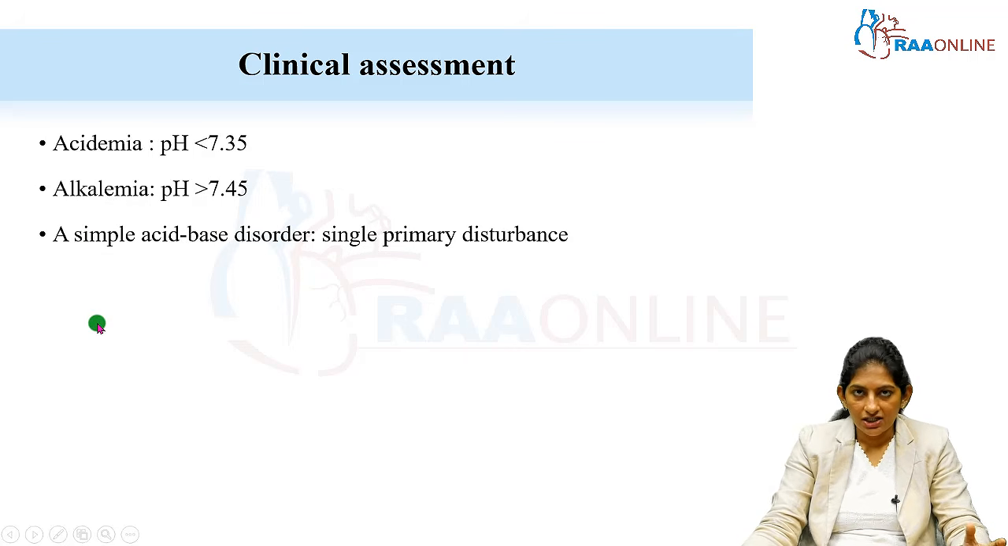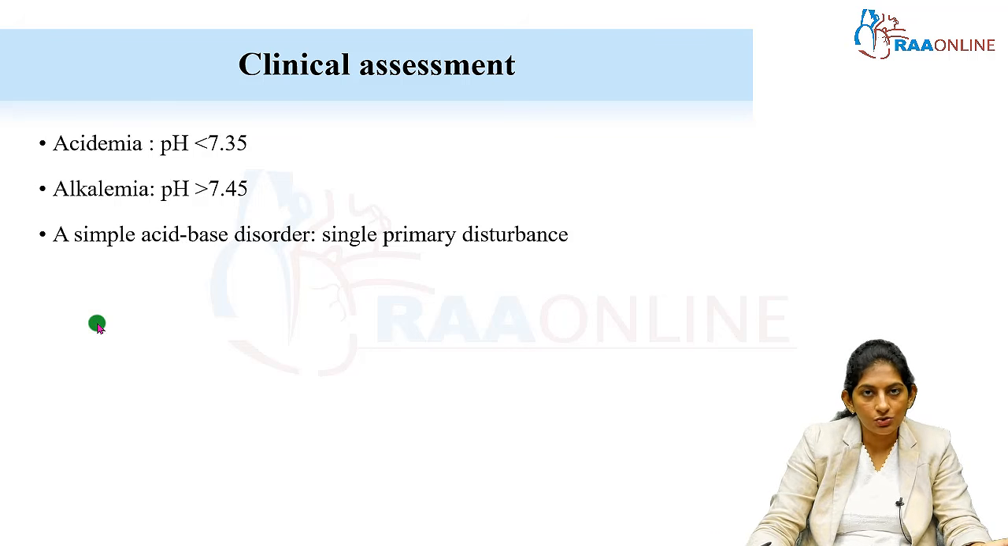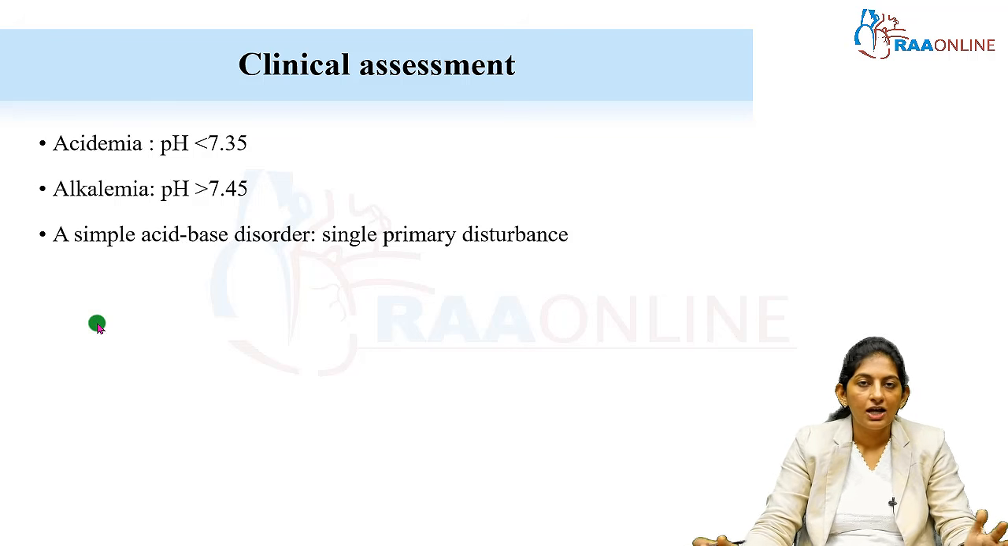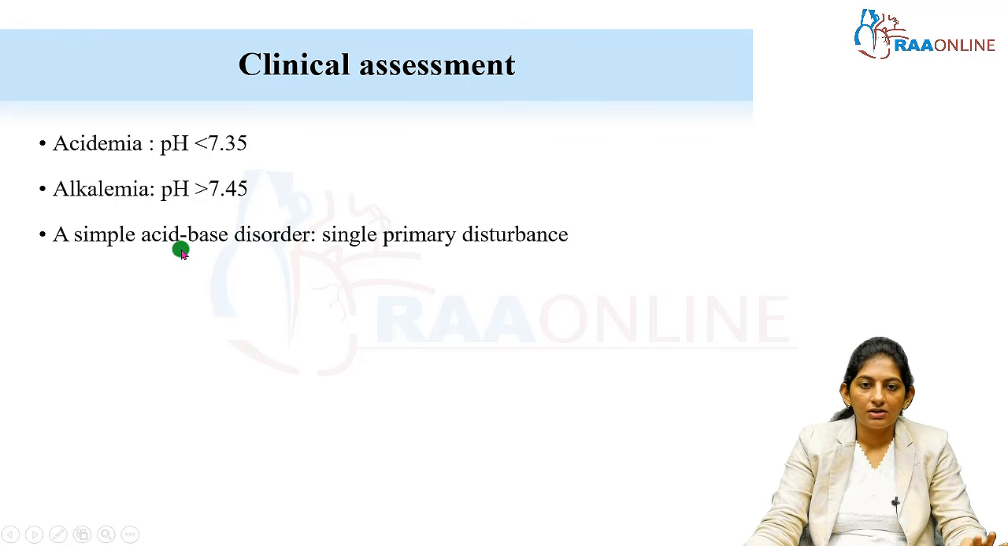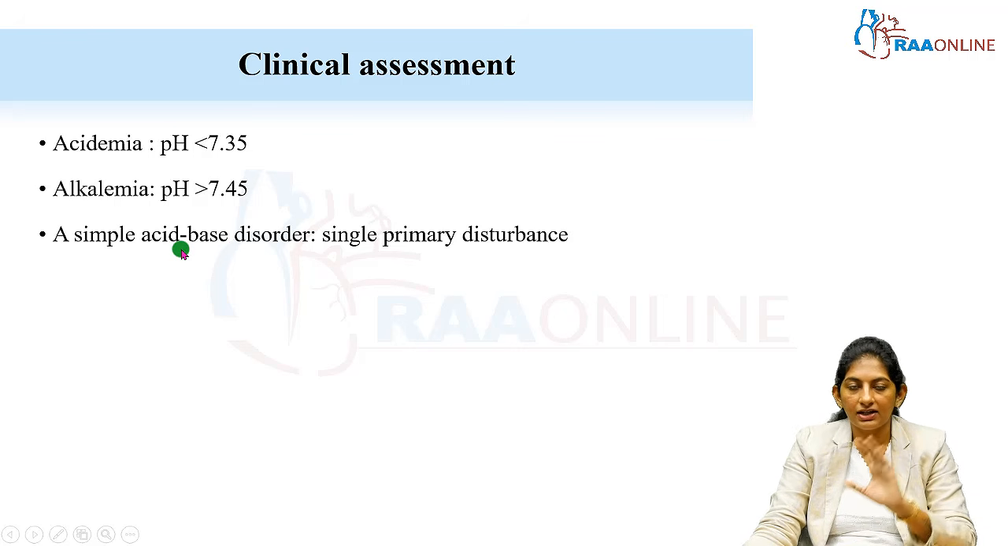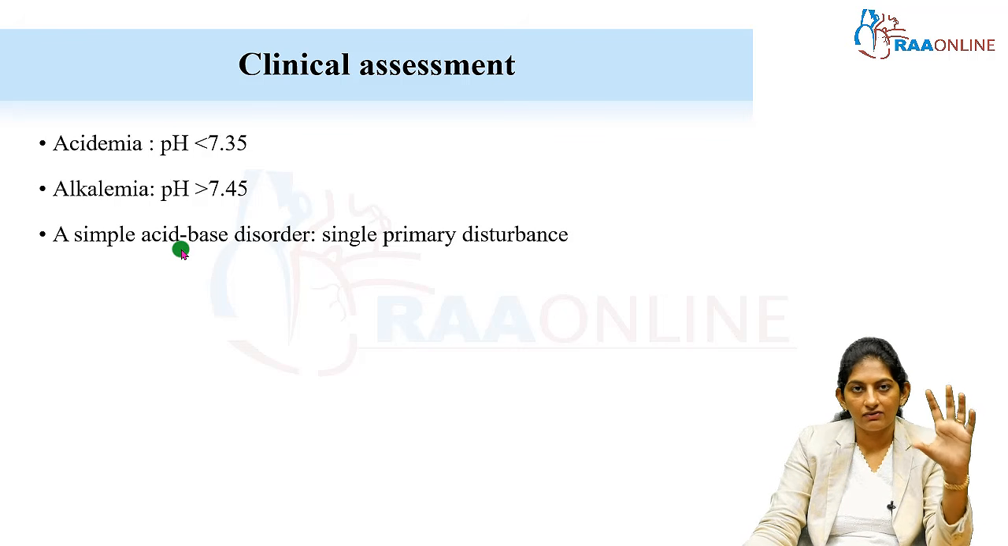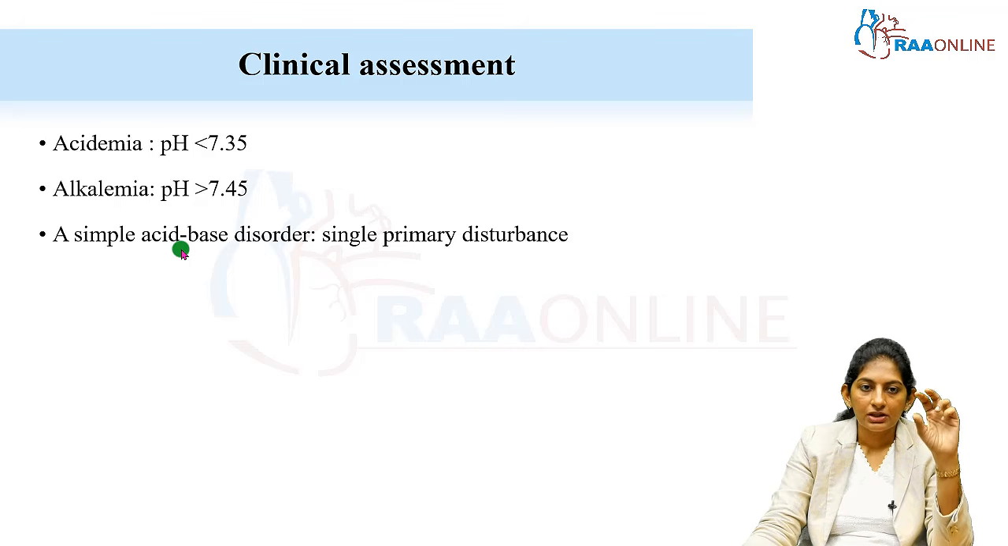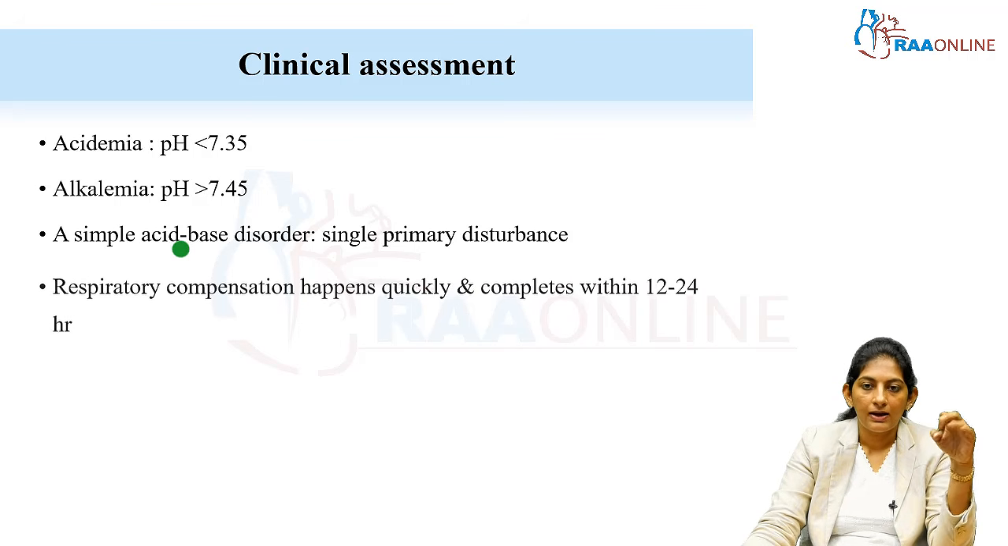We have patients who have not just a single acid-base disorder, but they can have two, metabolic acidosis plus respiratory alkalosis. So, it can be a combination also. A simple acid-base disorder means there is a single primary disturbance, like a diabetic ketoacidosis patient who is only having a metabolic acidosis. So, say they have only metabolic acidosis, then it is a single primary disturbance.